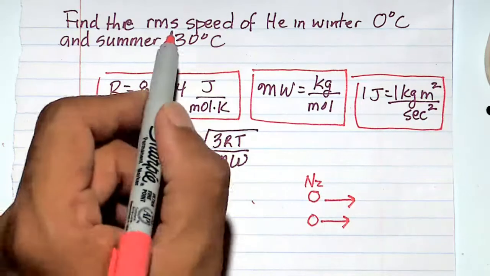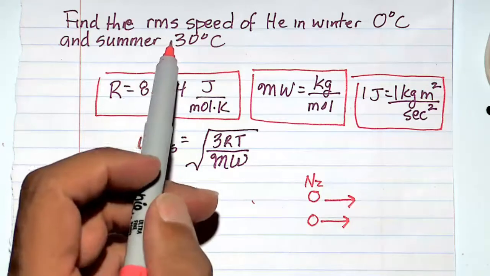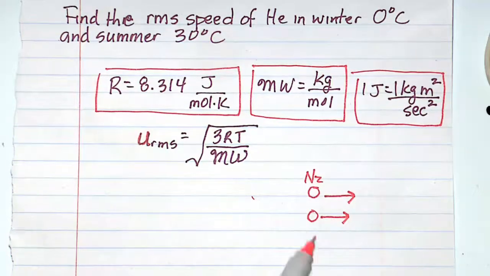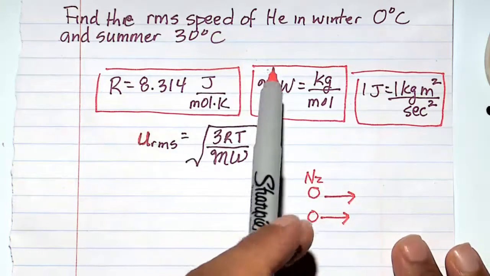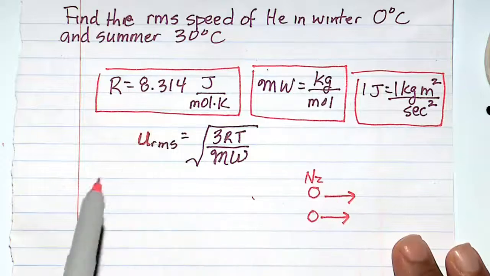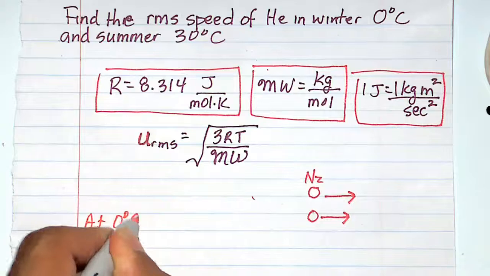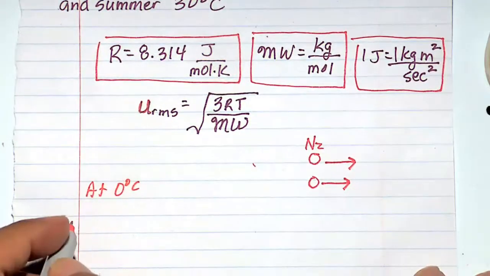Notice we're not saying speed, not like the speed of your car or the speed of a runner or the speed of a jet. We're saying the root mean square speed, again, because the diffusionary path for an individual nitrogen gas molecule will vary based upon collision frequency and the diffusionary fate of an individual gas molecule. So find the root mean square speed of helium in winter and in summer. Let's first do this at winter time, where the temperature, according to this problem, is 0 degrees C. First and foremost, let's get this into Kelvin.